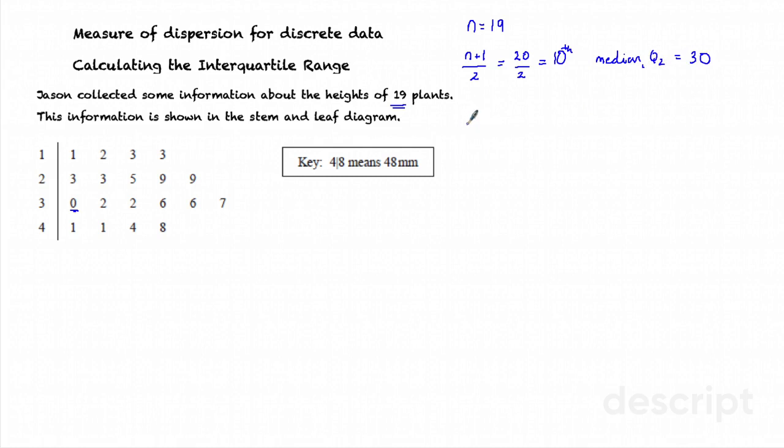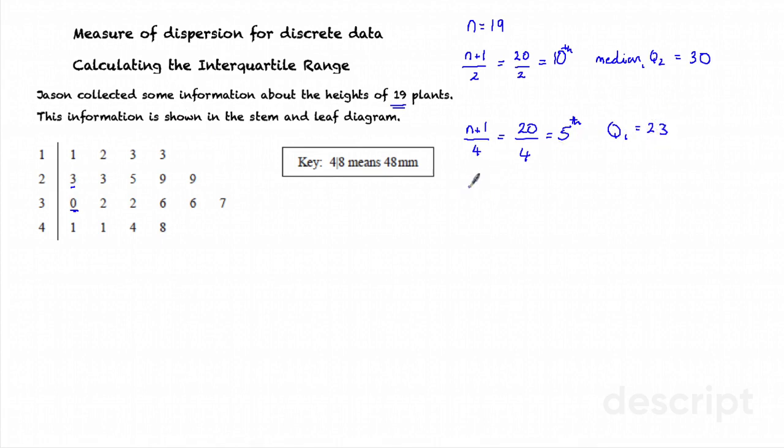So let's find our Q1, the first quartile. Again, we're going to do n plus 1, but this time we want a quarter of our data. So we're going to divide by 4. In this case, 19 plus 1 is 20, divided by 4. That's a nice round number, it's 5. We're looking for the 5th number. Counting along, 1, 2, 3, 4, 5. I can see that Q1, my first quartile, is 23.